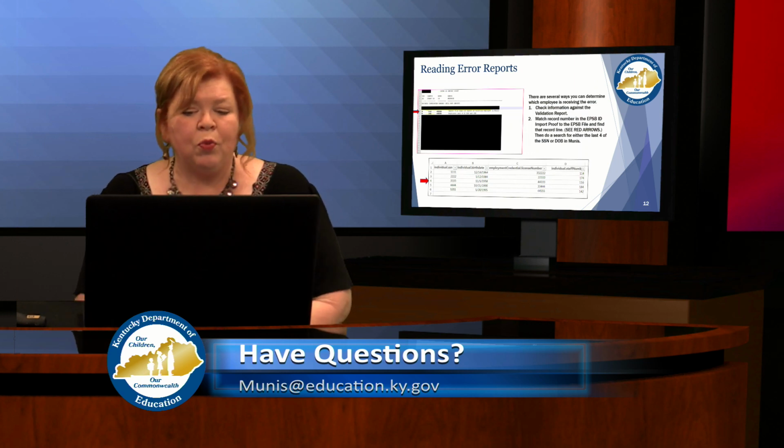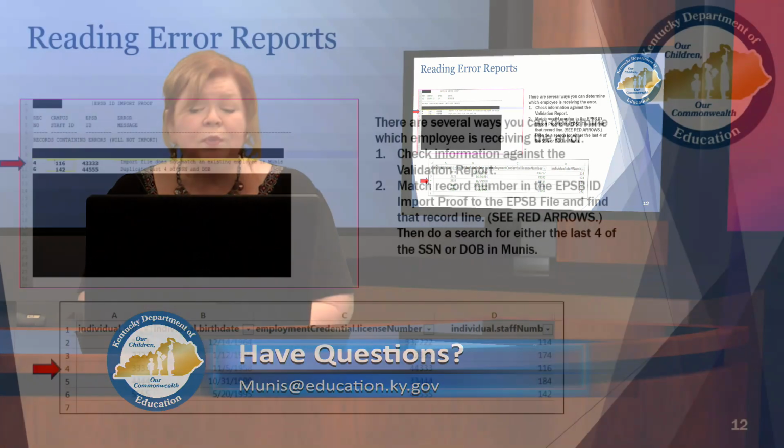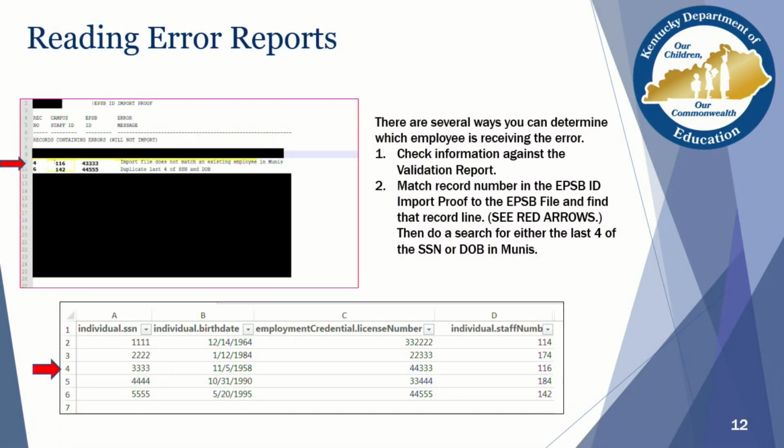So when you're reading your error reports, there are several ways you can determine which employee is receiving the error. The EPSB ID import proof has only the error, the record number, the employee number, and the error itself. If you look at the red arrow marked 4, you can see that's record number 4. Then you can go to the EPSB ID import file, where you see the other red arrow, and you'll see record 4, and that will help you match these up. You can also check directly against the validation report, where you have names on the file, or you can search in Munis for the last 4 of the social or date of birth, and that will help you determine who these errors are for.